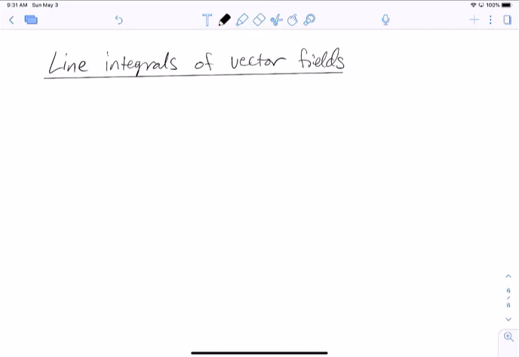We turn our attention now to line integrals of vector fields. I'll set it up and then we'll draw a comparison to other line integrals that we've seen.